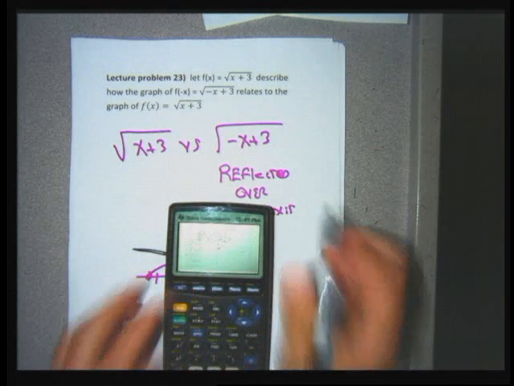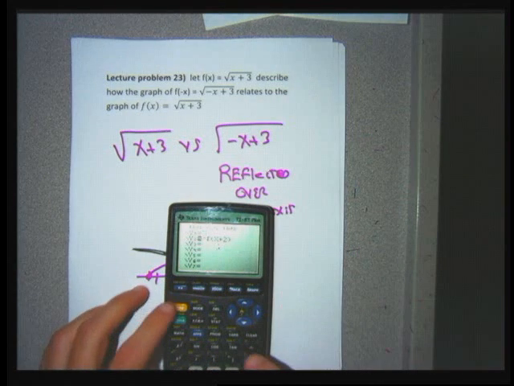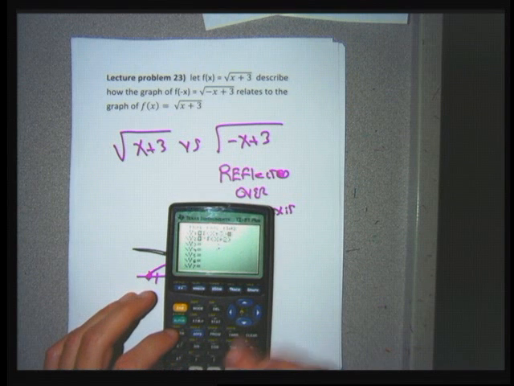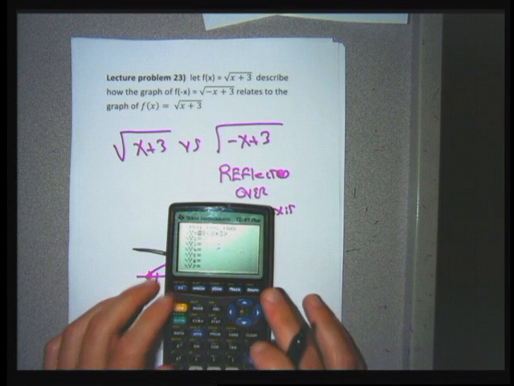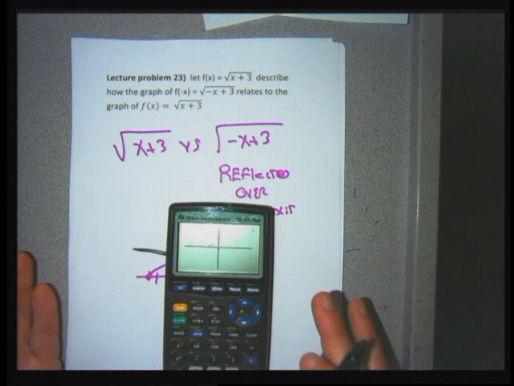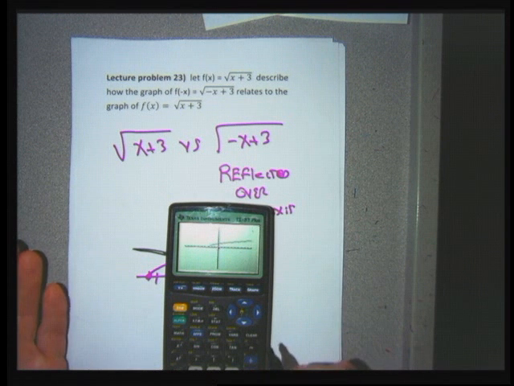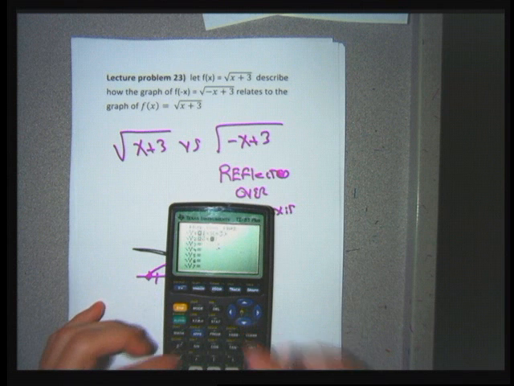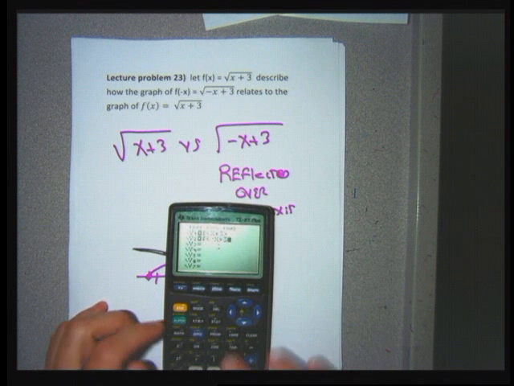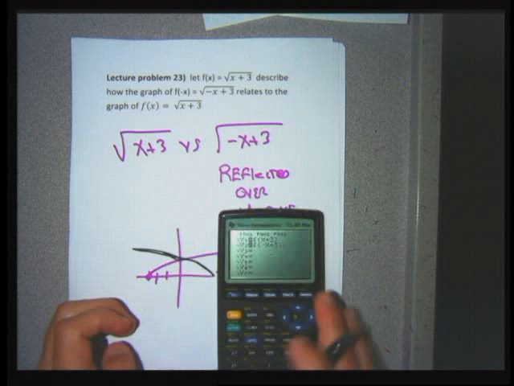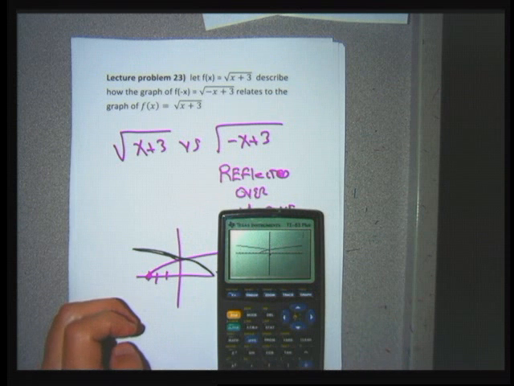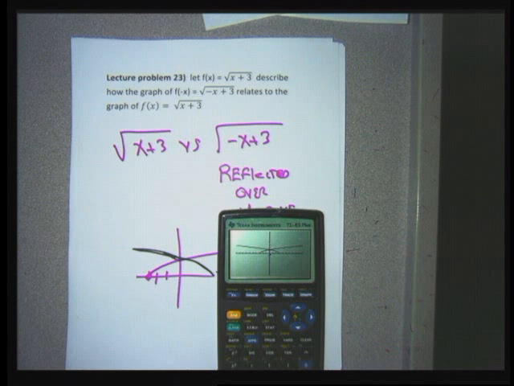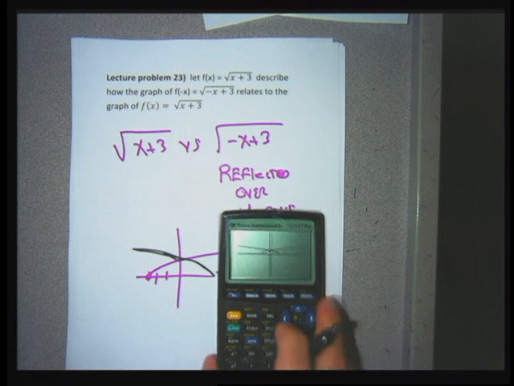It's the graph of the square root of x plus 3, but flipped over the y-axis. So if I do y equals, clear, second square root of x plus 3, clear out what's there. That's just my half parabola on its side shifted 3 to the left. And then my new graph, second square root negative x plus 3. When I do that graph, I get exactly what I drew. It's just that graph reflected over the y-axis. So each half gets reflected to the opposite side of the y-axis.